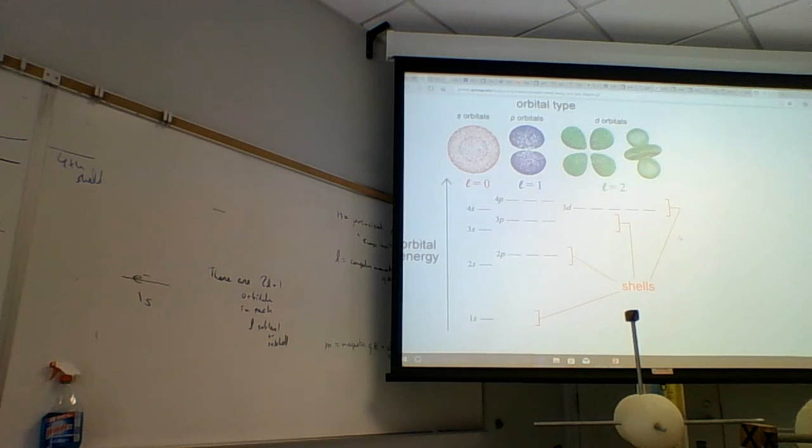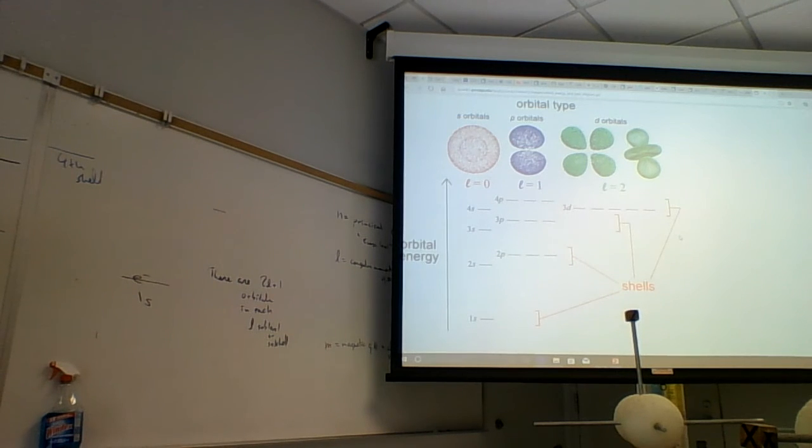Another option is just to use the quantum numbers to differentiate between the 3. So this would be 2, 1, minus 1, 2, 1, 0, 2, 1, 1. This 2s is a 2, 0, 0. When I get to 3d, I can differentiate between these. This would be a 3, 2, minus 2.